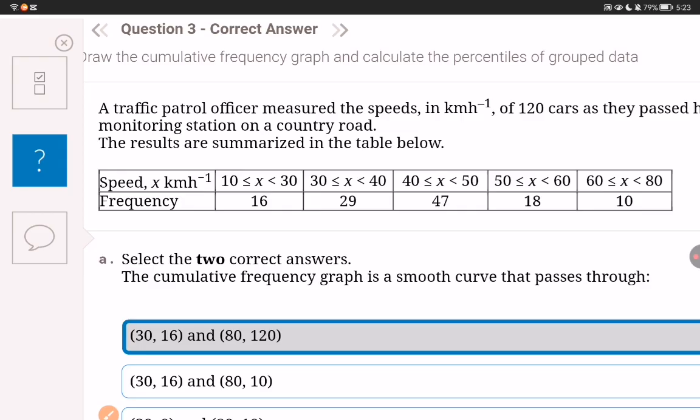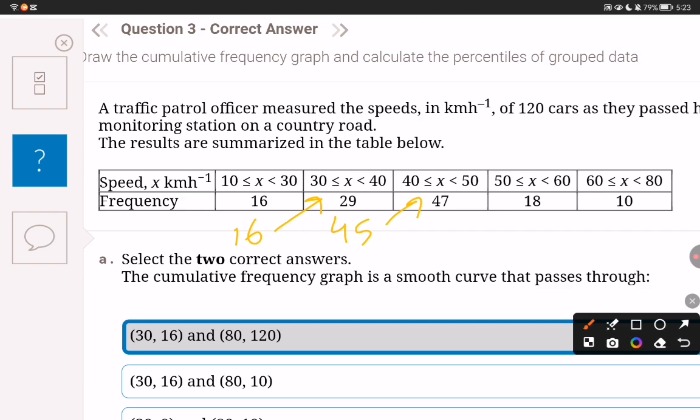60. Oh wait, never mind guys. We actually do have a problem here. This is the frequency. We need to find the cumulative frequency. So then you're going to have 16. You're going to add 29 to 16. 29 plus 16, so then 45. You're going to add onto that 47. Okay, so then you're going to end up with 92.